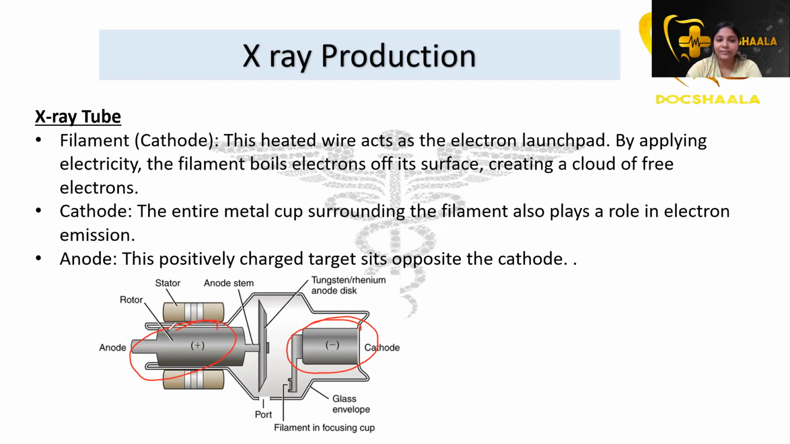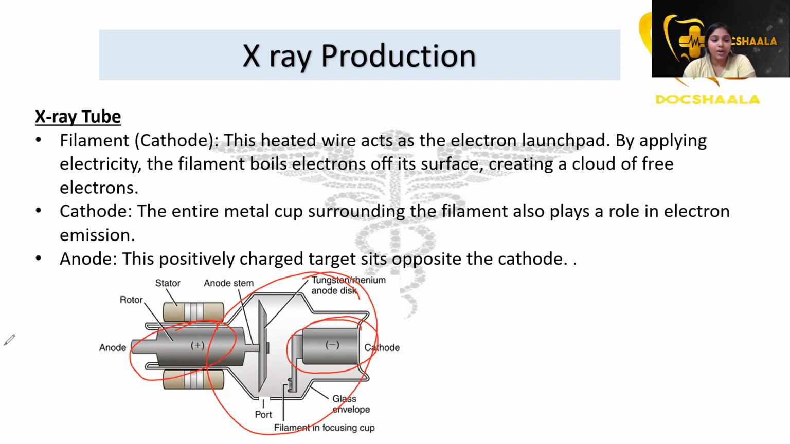When this filament is heated, the electrons are launched. The filament boils the electrons off its surface, creating a cloud of free electrons. The cathode, that is the entire metal cup surrounding the filament, also plays a role in electron emission. So first of all, the electrons are emitted by the cathode. Then the positively charged anode sits opposite to the cathode.